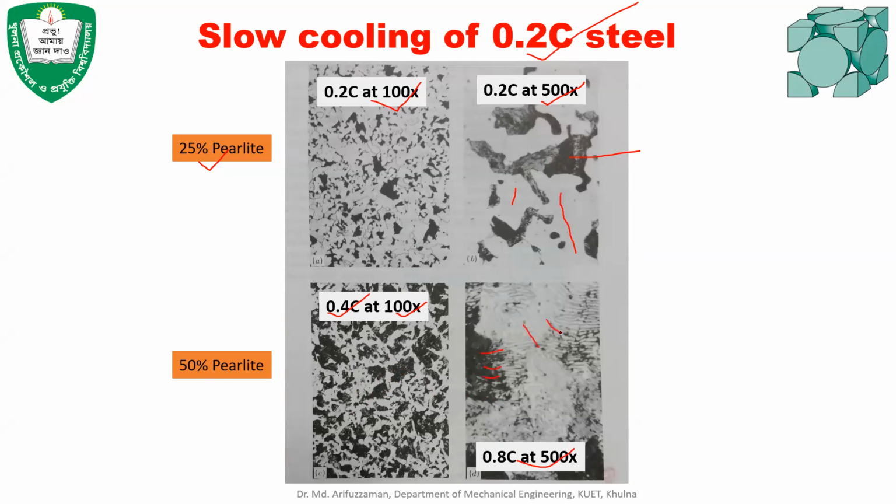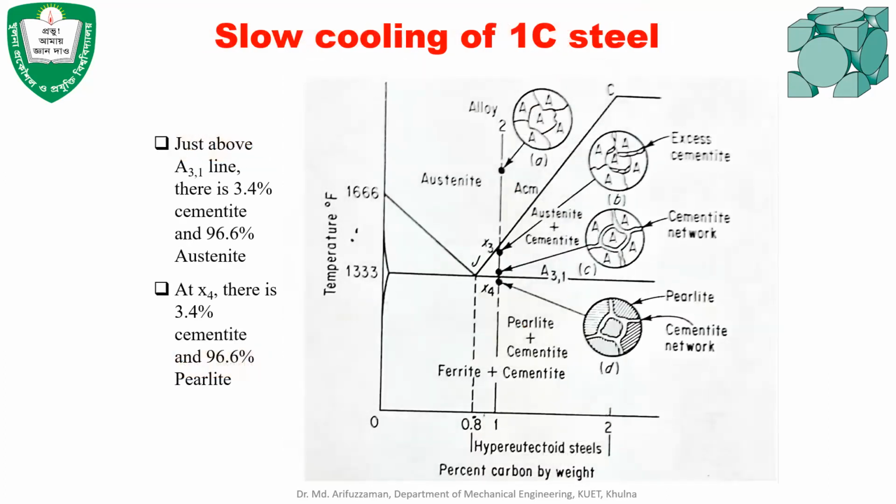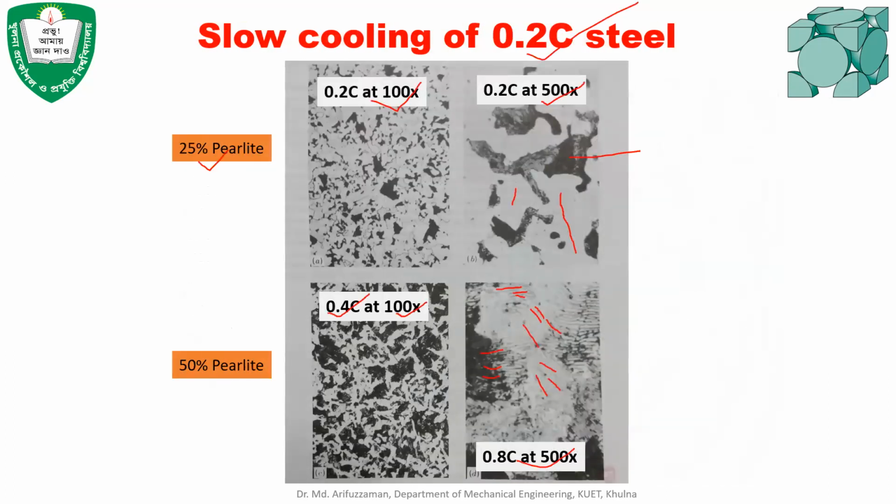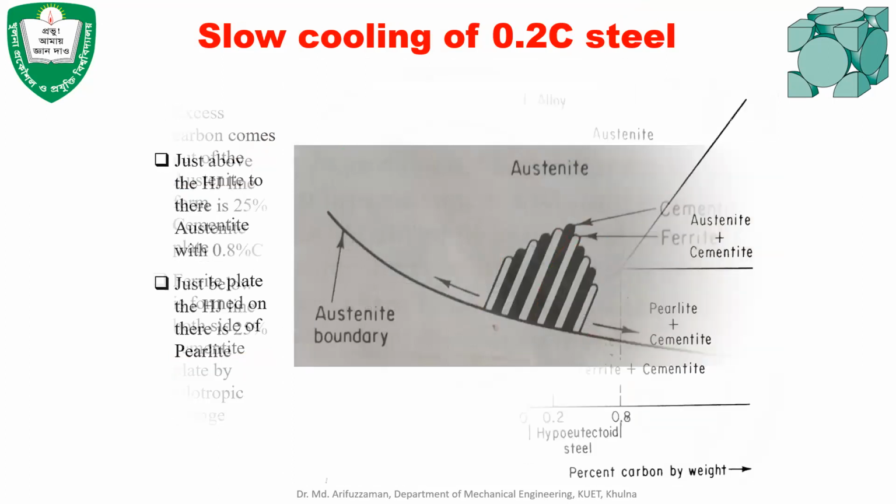That means all of them are perlite. Okay, so these white regions are also perlite. As you see, there is a small amount of iron carbide present in this region. So the whole microstructure at 0.8% carbon will give you 100% perlite. So now the question is, how do we do the heat treatment? Why do we do the heat treatment?